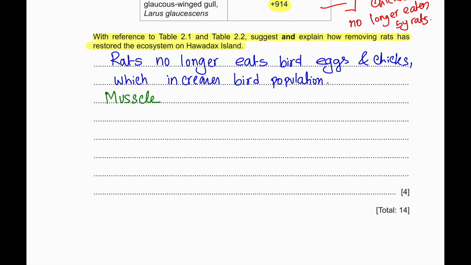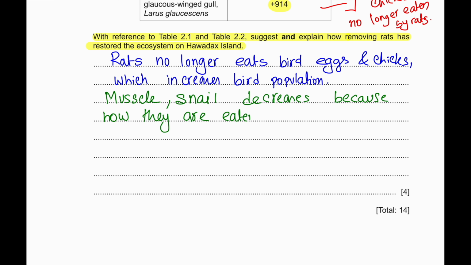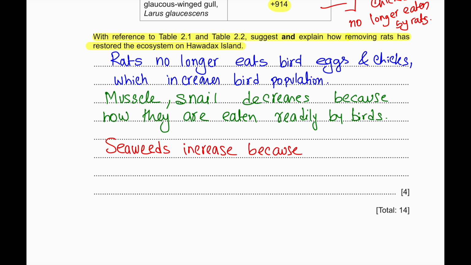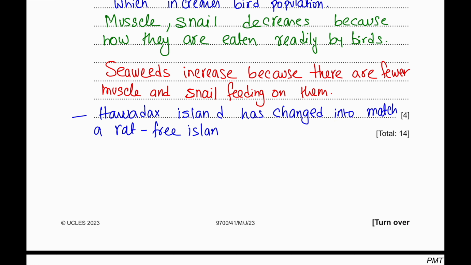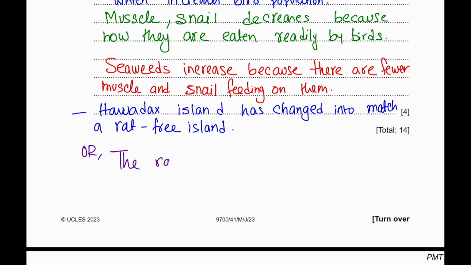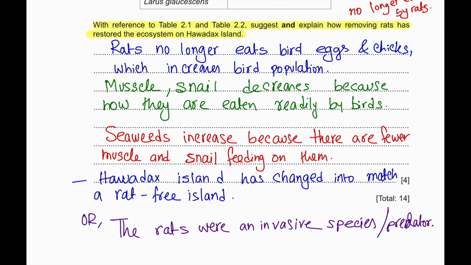Rats are no longer eating bird eggs and chicks, which increases the birds' population. Mussels and snails decrease because they are now eaten readily by the birds. Seaweeds increase because there are fewer mussels and snails feeding on them. Hawadex Island has changed to match a rat-free island, or we can say rats are invasive species and predators.